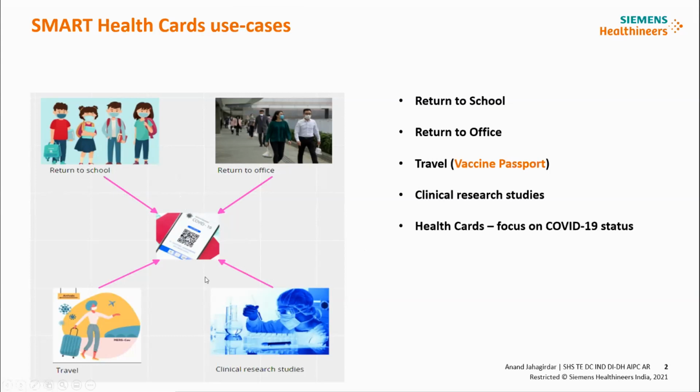And even travel nowadays, something which is being discussed a lot, is vaccine passports, where you have all the information about which vaccines you have taken, and present that vaccine detail as a QR code so that it can be easily scanned at the airport and you are allowed to enter a particular country. This is one more use case. And clinical research studies is anyway the normal use case. Currently the Smart Health Card IG is mainly focused on COVID-19 status to start with. The IG is generic enough, but even when we are talking of testing and verification, the main focus is on COVID-19.